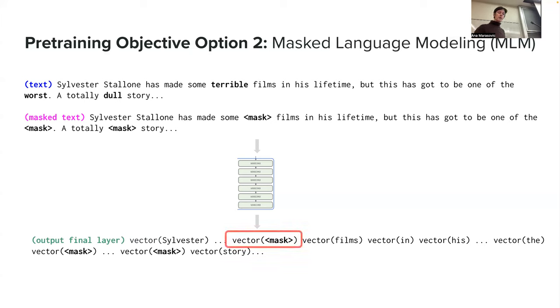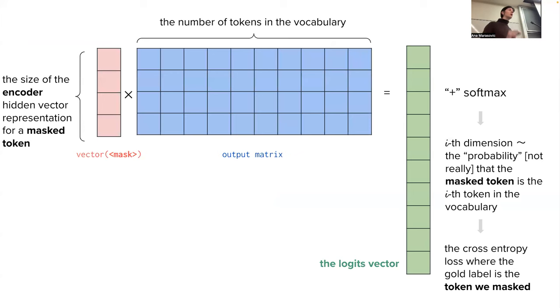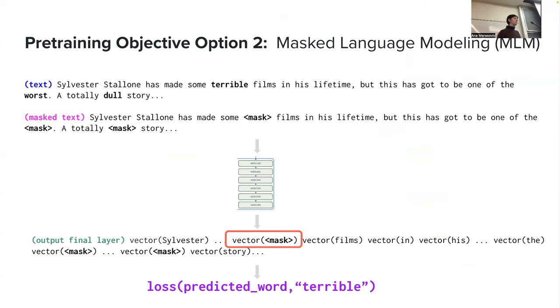And then what we're going to do is take each one of the embeddings corresponding to a mask token, and again try to predict what the token was at that position. So again, the last layer is the same as in next word prediction. You're trying to build a distribution over your vocabulary. So the procedure is exactly the same. And you will get some distribution. You can compare it to a one-hot encoding where the one is at the position of the token that had indeed appeared in the input text.